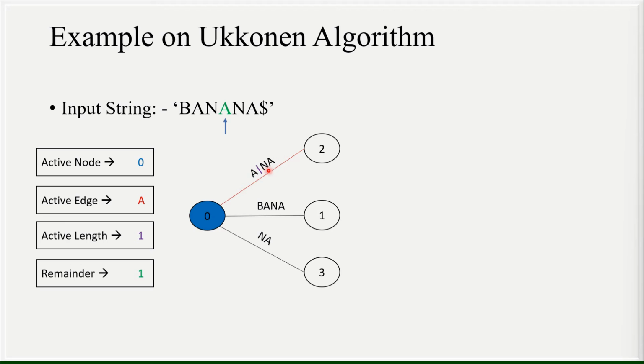So according to the first rule and the third rule, we are just adding it and incrementing the counters as well. So the remainder and the active length are 1, and the third rule is to do nothing. So we have not created any new node or any new edge, but we have just appended A and added a bar to differentiate it from the original, nothing else.